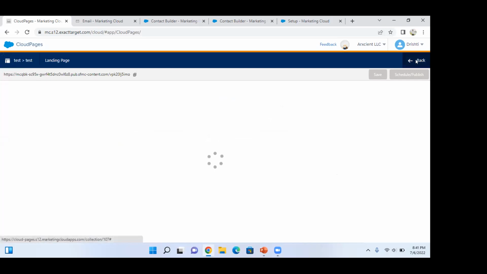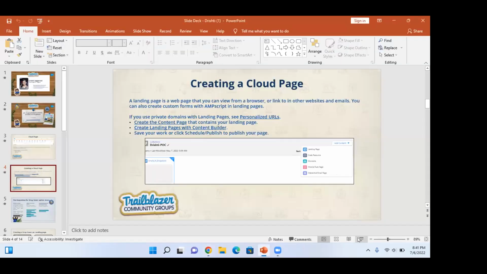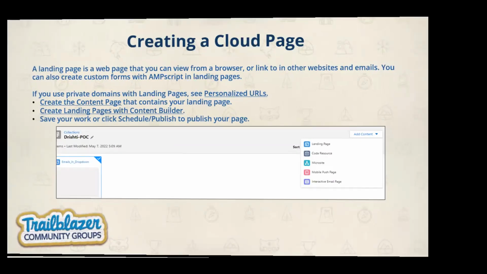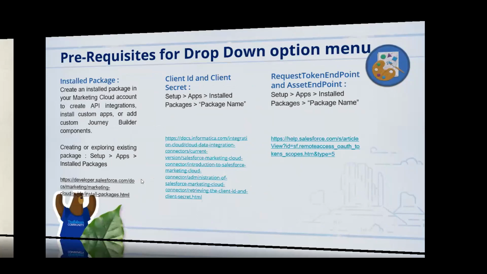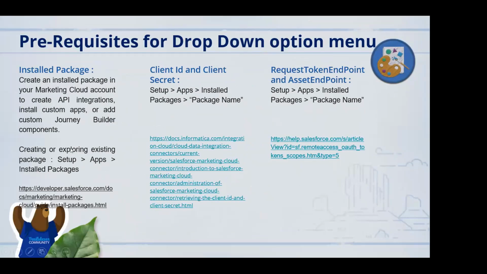Okay, moving to the slide again. So what are the prerequisites now for creating a cloud page for your emails? So you have this installed package. Either you already have an inbuilt installed package, or you can create a new one. So what basically it is for is API integrations. Okay, you can hit a REST API or SOAP API call if you already have an installed package with a given scope of permissions. Okay, let me show you that.